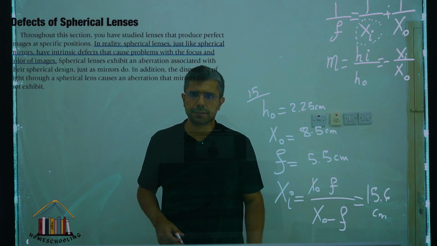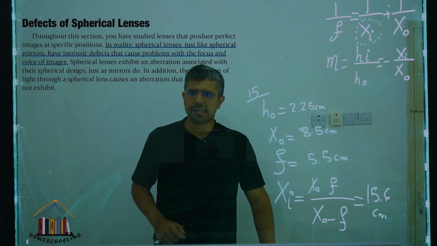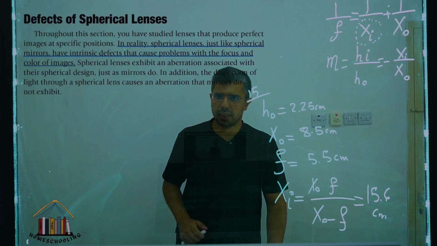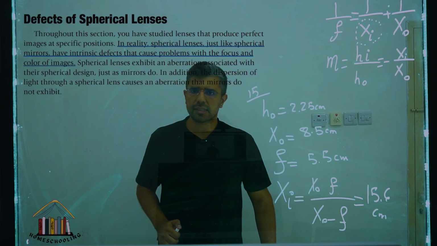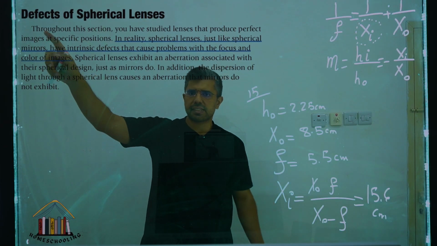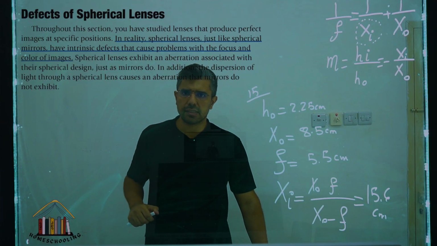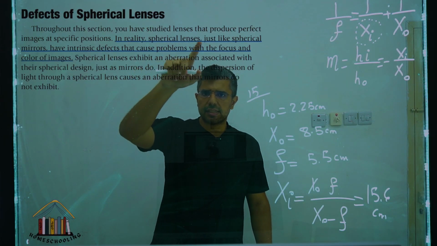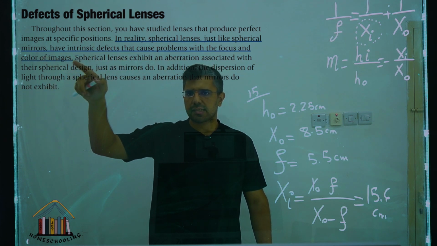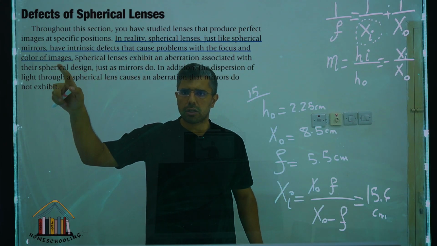All right, moving on with the defects of spherical lenses. As you know, not all lenses are perfect. Sometimes we have problems with the lenses, and sometimes they don't give us a very clear image. This is because of defects. Defects means errors or mistakes in the lens itself. So let's discuss this. In reality, the spherical lens, just like the spherical mirrors, has intrinsic defects. They have mistakes or errors that cause problems with the focus and the color of the image.